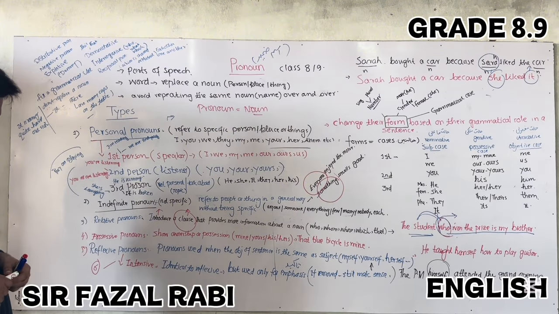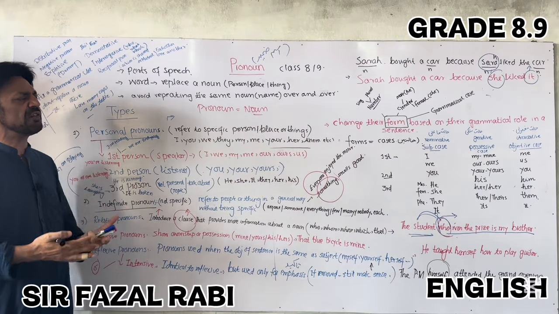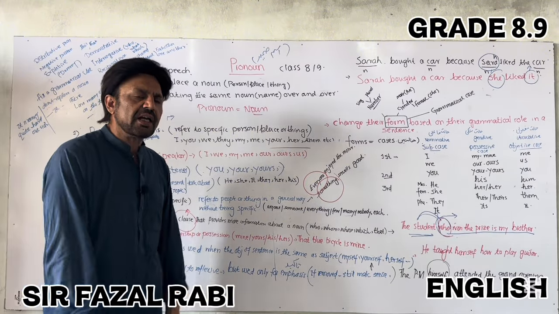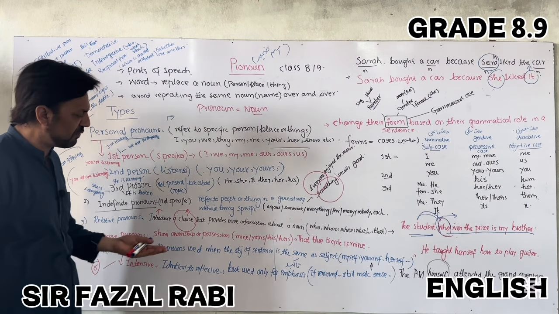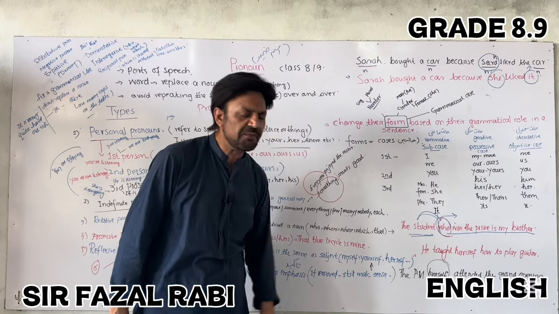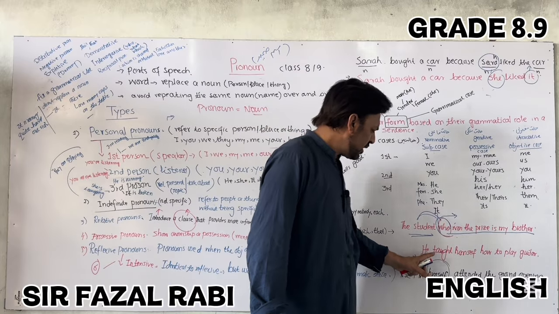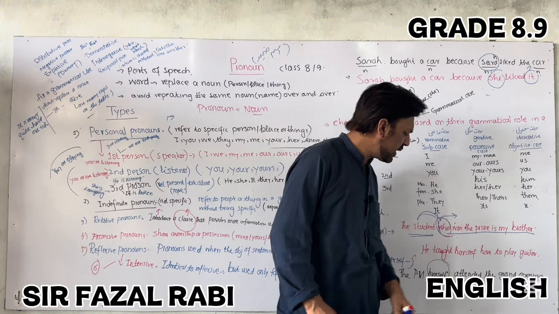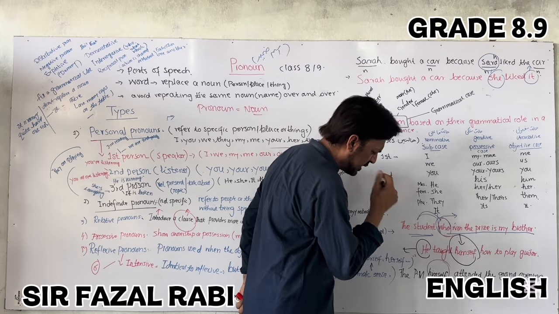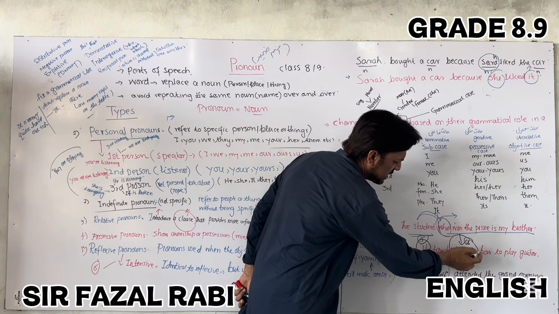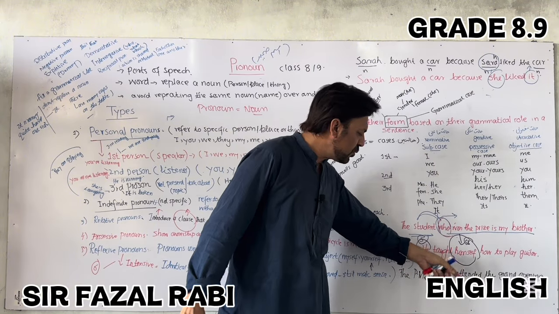Reflexive pronouns are used when the object of the sentence is the same as the subject. जब किसी sentence में object, the doer of action and the receiver यानी action receive करने वाला वो same हो तो उसको हम reflexive pronoun कहते हैं. For example, we have myself, yourself, herself, ourselves, themselves. All these are reflexive pronouns. For example, he taught himself how to play guitar. So here, he is the doer of an action and himself is the receiver of an action. So the subject and the object of the sentence are the same person. So for such cases, when the subject and the object of the sentence are the same, we use the reflexive pronoun.